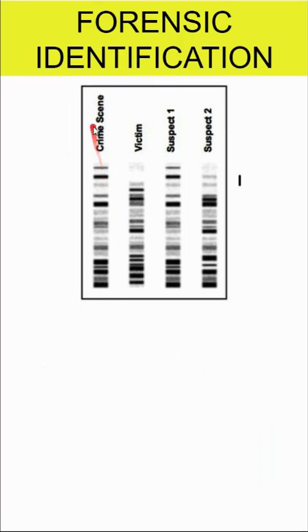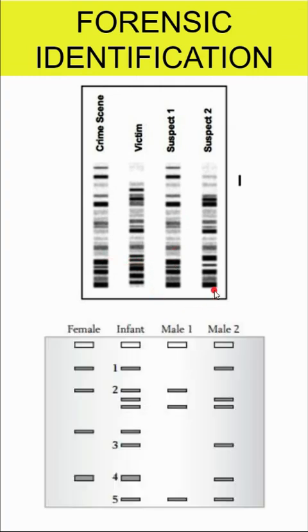Now again, when we look at a crime scene, it may be unknown DNA, so you would compare this DNA from the crime scene to the victim and to the suspects. And as you can see here, this DNA from this crime scene does not belong to the victim. It does not belong to suspect 2, but it matches with suspect 1.